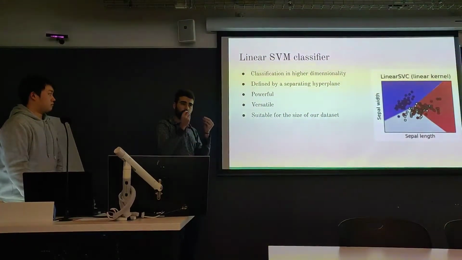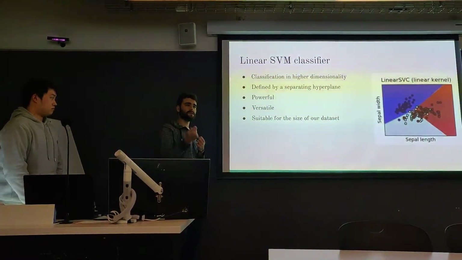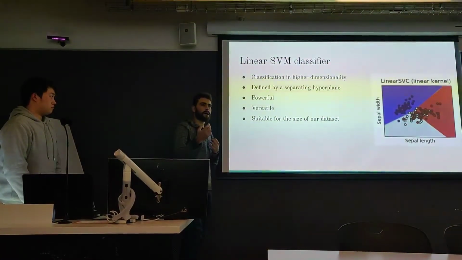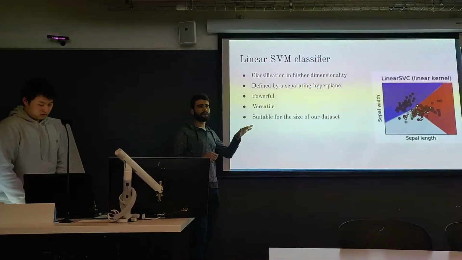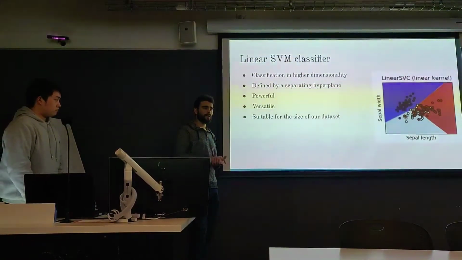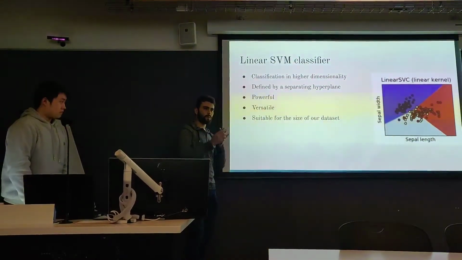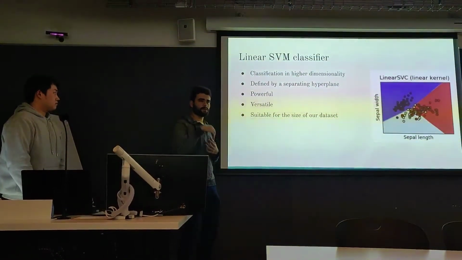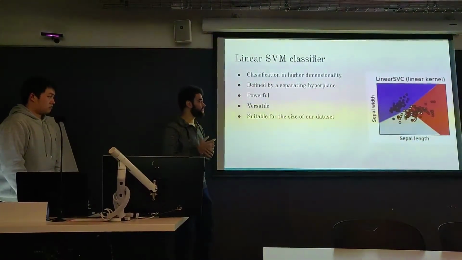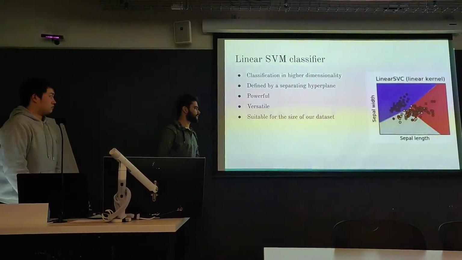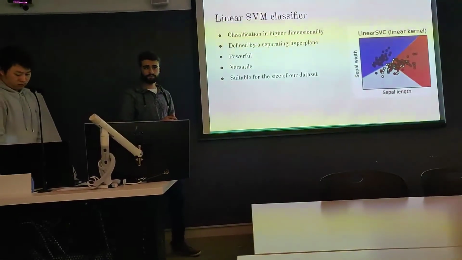Once we have this higher dimension representation of someone's face, we want to separate them, in this case using a linear SVM. So instead of having a line or a plane separating a 2D or 3D problem, since we have 128 dimensions in this problem, we want to find a hyperplane that is going to be able to separate this higher dimension space. It's a powerful and versatile method that was suitable for our data set.